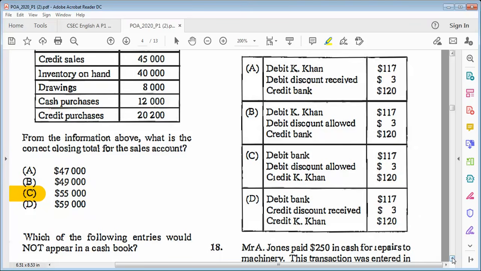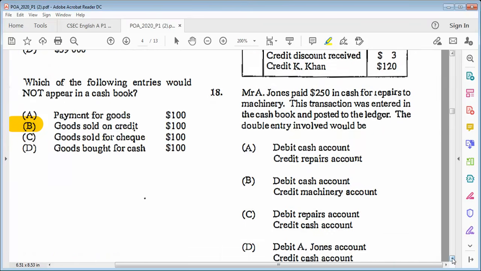C, debit bank $117, debit discount allowed $3, credit K-Can $120. Or D, debit bank $117, credit discount received $3, credit K-Can $120. We know our answer would be C. We are going to debit bank $117, debit discount allowed $3, and credit K-Can $120.